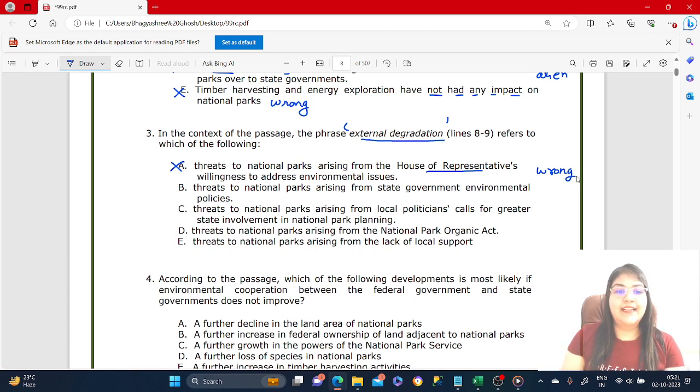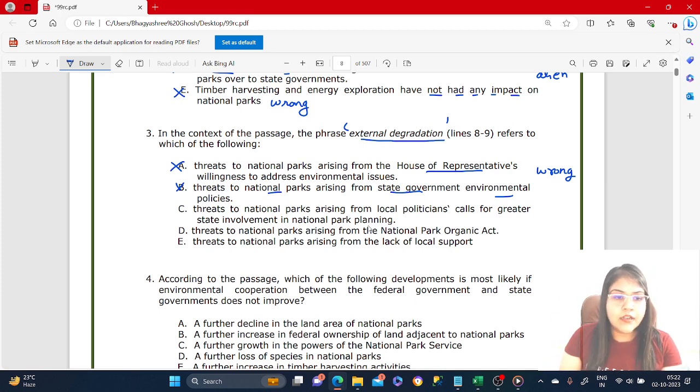Option number B. Threats to national parks arising from state government environmental policies. So state government is making some environmental policies that are causing threat. This is also very wrong. This is also not the external degradation. External degradation was basically something people were doing and local politicians were helping them. Third, threat to national parks arising from local politicians' calls for greater state involvement in national park planning. Exactly.